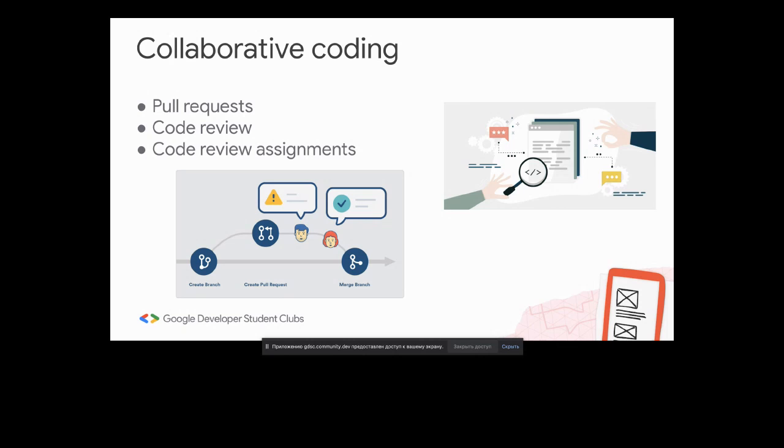Now you have the pull request and you have submitted the code review. Then it comes to code review assignments. So what are code review assignments? Code review assignments clearly indicate which members of a team are expected to submit a review for a pull request. The review can be done by your team member or a team lead.